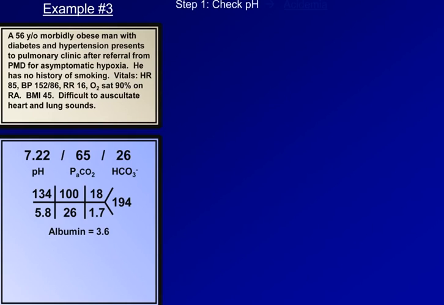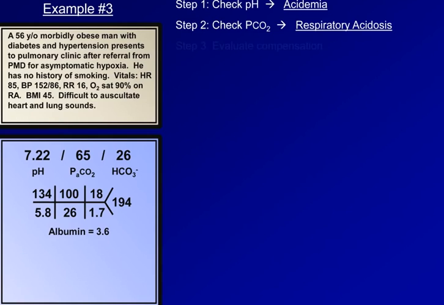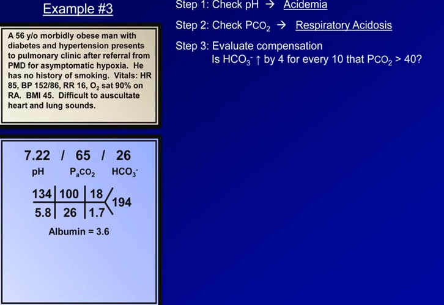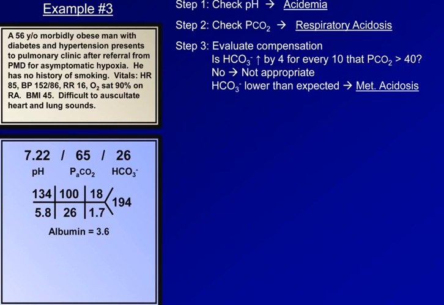Step 1, he has an acidemia. Step 2, it's due to a respiratory acidosis. Step 3, since he's being seen in clinic for a routine referral, whatever processes are going on are presumably chronic. The compensation formula for a chronic respiratory acidosis asks if the bicarb is increased by 4 for every 10 that the PCO2 is above 40. In this case, no. The bicarb is lower than expected, and in fact it's unchanged from normal. The explanation must be a concurrent metabolic acidosis.